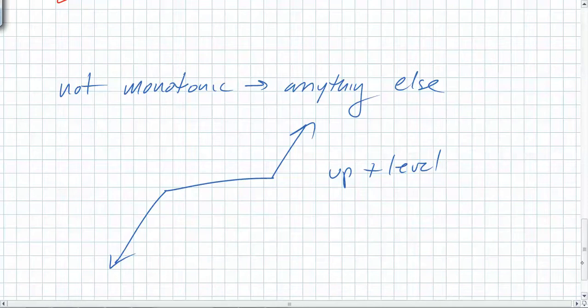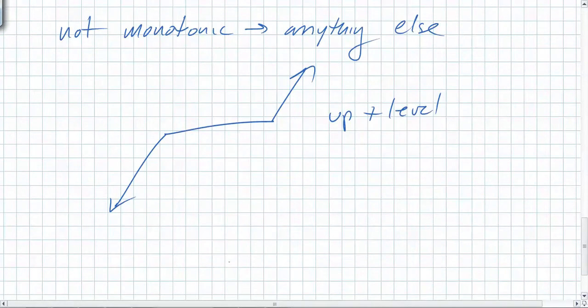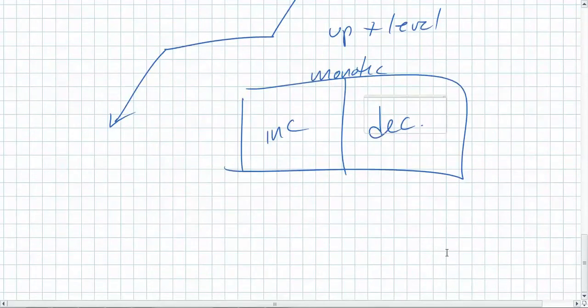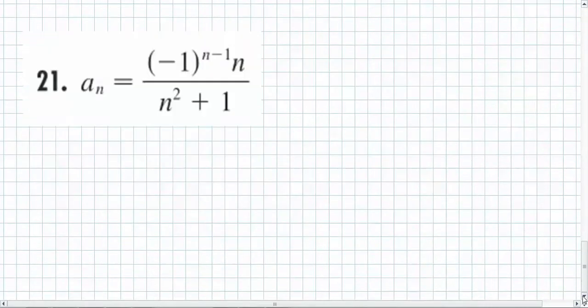Correct. Ready? Like this. No, because it's not increasing. You can think of it like this: these are all the monotonic sequences, where you have increasing and you have decreasing. Everything else is not monotonic. Correct. Sorry. What can you do with that?